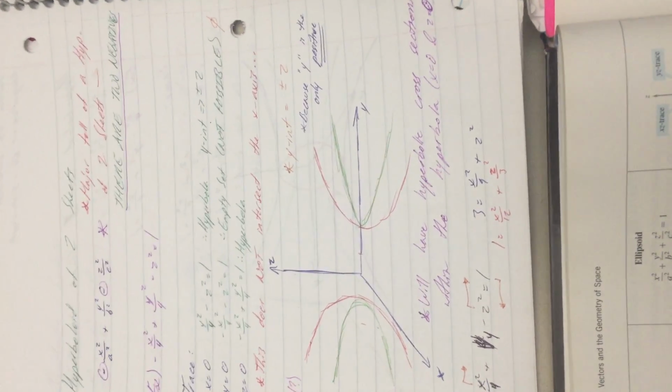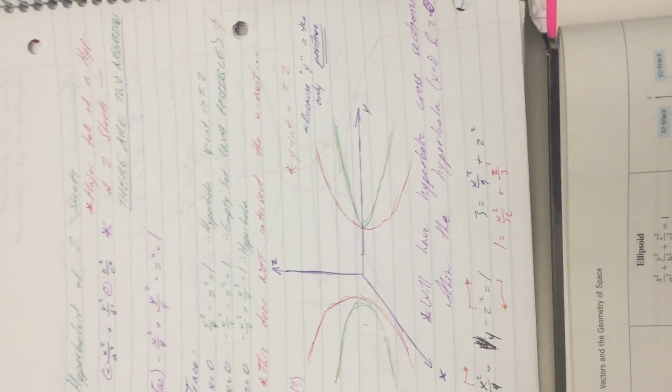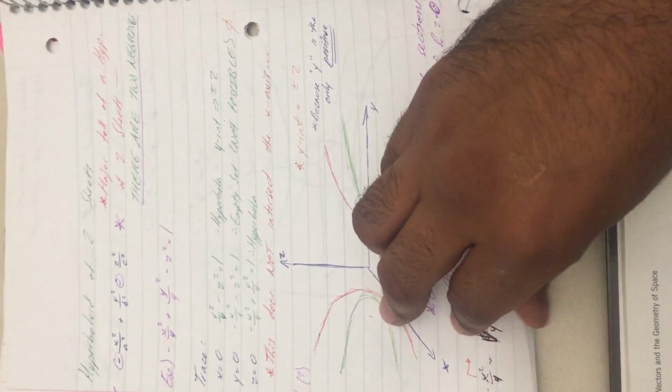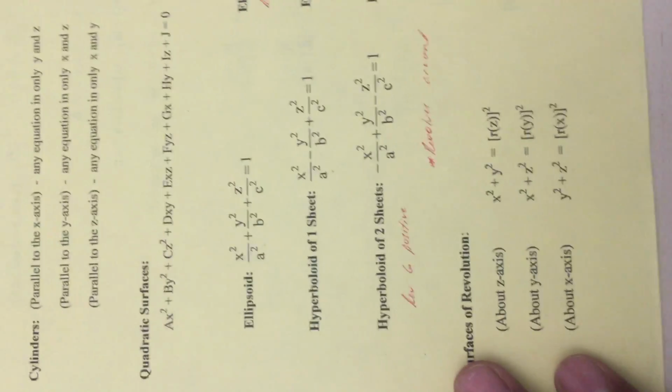But yeah, that is essentially going to be the ellipsoid, the hyperboloid of one sheet and two sheets, as well as a brief explanation of quadratic cylinders and quadratic surfaces and cylinders. Oh man, finals are getting to me.